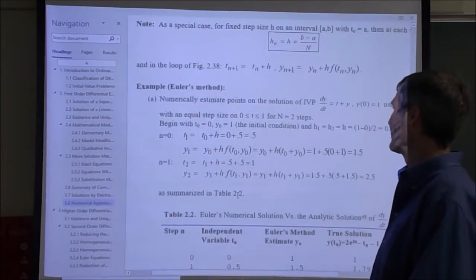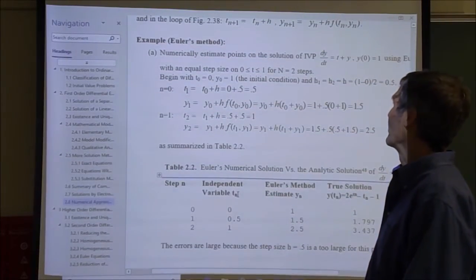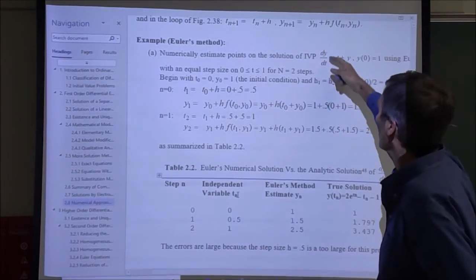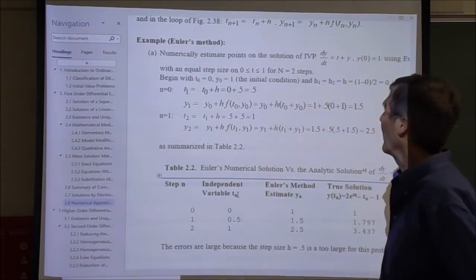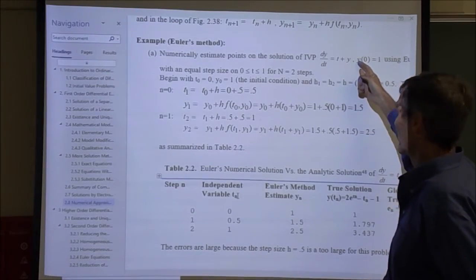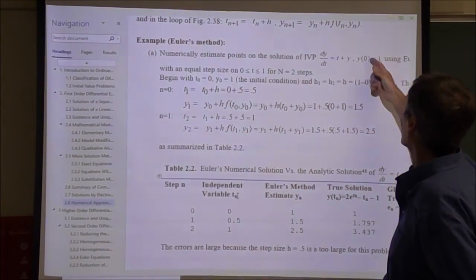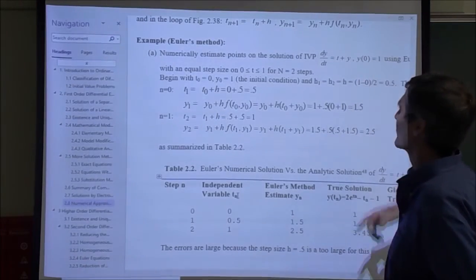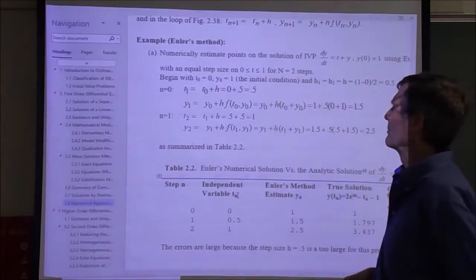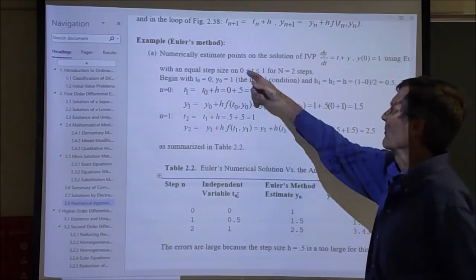Let's try a simple example. Suppose I want to numerically estimate the points in the solution to this initial value problem: dy/dt equals t plus y. Maybe I don't know how to solve that one. And I need an initial value to use a numerical method, so I put y at 0 equals 1, so t equals 0, y equals 1. I use Euler's method with 2 steps, t going from 0 to 1.